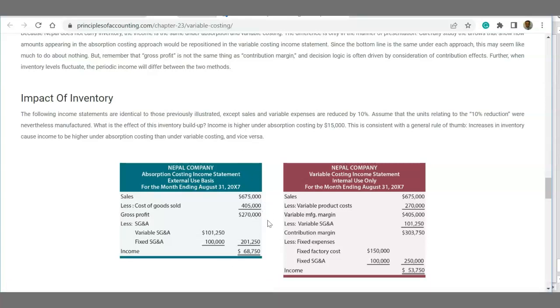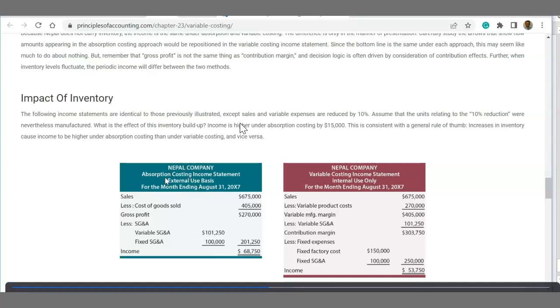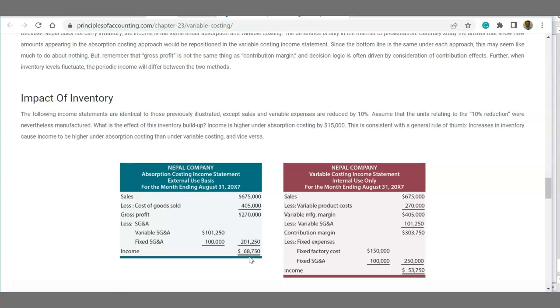So let's talk about this a little bit here. If you see under the regular income statement, which is absorption costing, we have sales of 675 and cost of goods sold of 405. We have gross profit of $270,000. So that's your cost of goods sold, that's your gross profit. And then we have variable selling and administrative, plus fixed of 100,000, and that gives us $68,750.